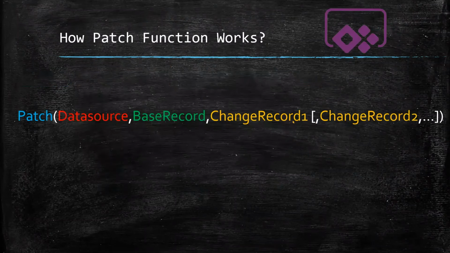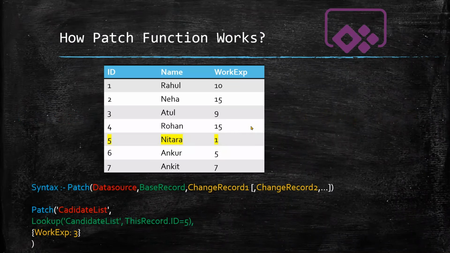So this is the basic syntax for using the patch function. What patch says is: where is the data source, what is the base record, and what is the change record. So we say, go to the collection, this is the record that I want to update as a base, and these are the changes that I want to apply to this record.